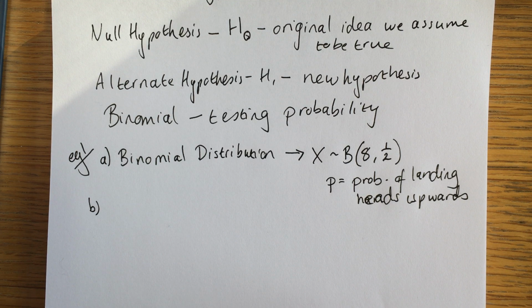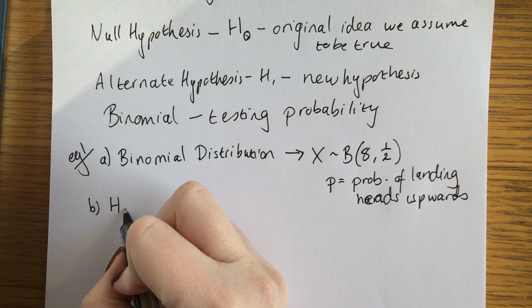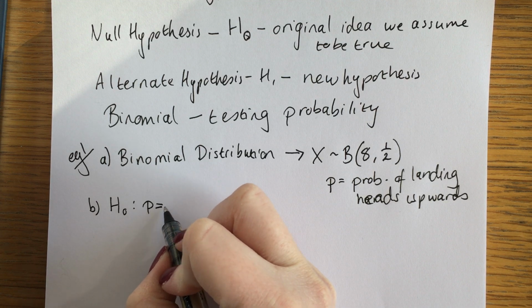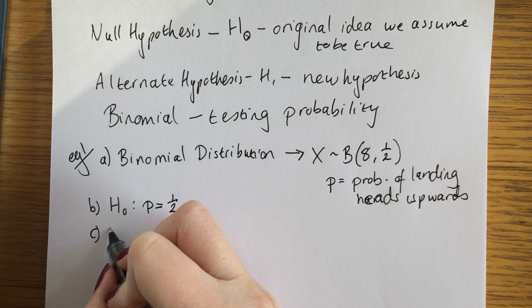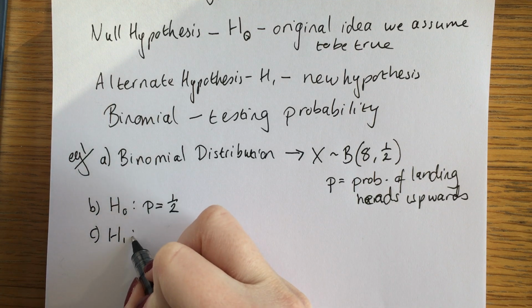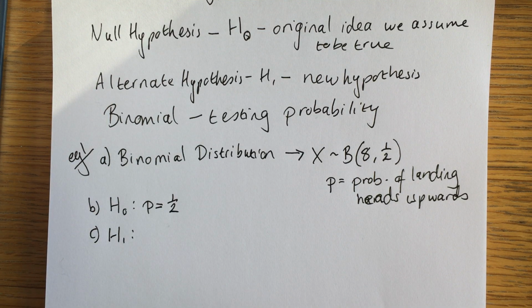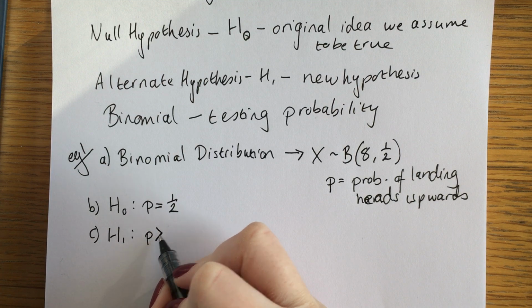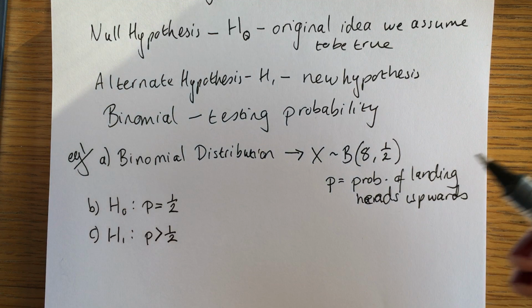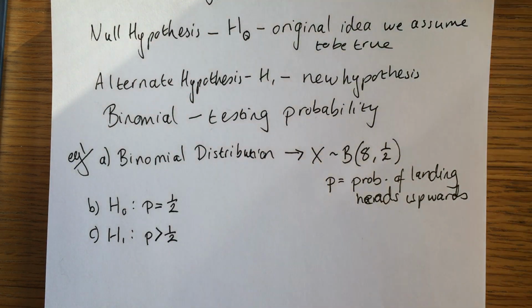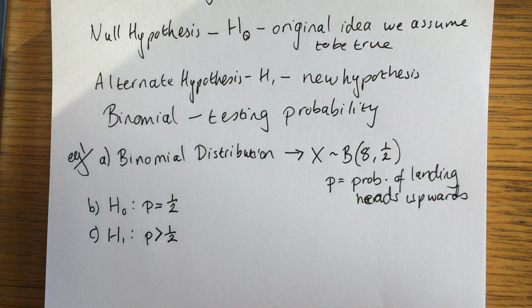Write down a suitable null hypothesis. Well, the null hypothesis is that the probability of landing on heads is a half. So it really does need to just be as simple as that. Our alternate hypothesis, well, he thinks that it's biased towards heads coming uppermost. So he thinks the probability is larger than a half. So that is what our null and our alternate hypothesis would look like in this particular example.